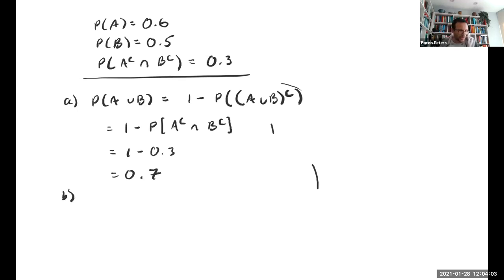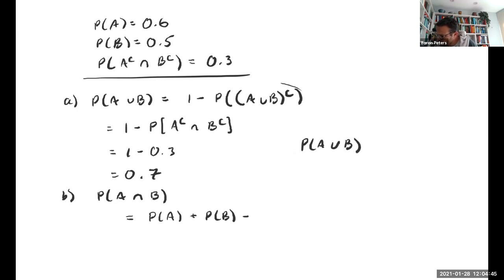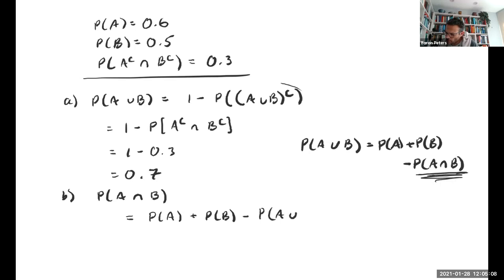So if we were to go through now and do part B, the probability that it will rain today and tomorrow, P of A and B, how can we get that one? Well, here we're talking about an intersection. We can do this with the inclusion-exclusion principle. We can take P of A and P of B, and this is actually the reverse of the inclusion-exclusion principle. I know that the probability of A union B was equal to P of A plus P of B minus P of A intersection B, okay? This is the one we want. So we can solve for that, and you get P of A plus P of B minus P of A union B.